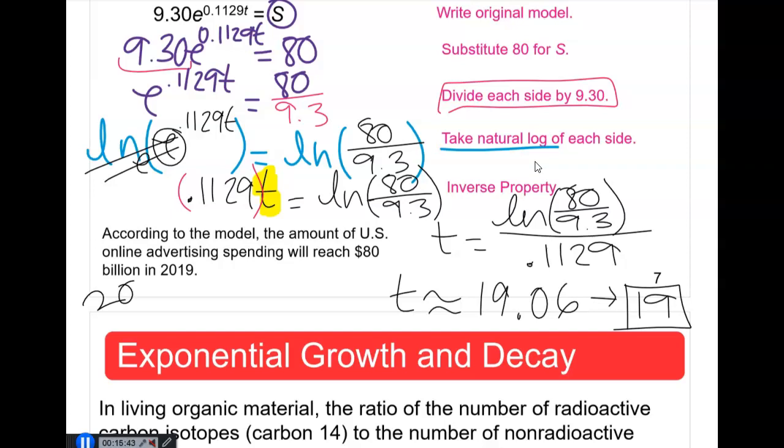And so since the year 2011 was t equals 11, then for this type of t, the year that we're talking about is going to be 2019. So in that particular year, the online spending will reach 80.